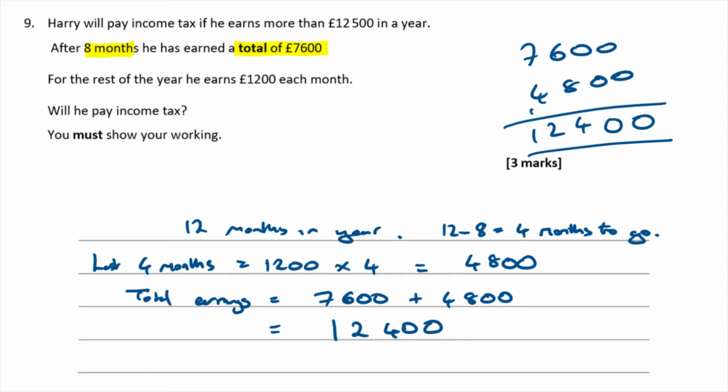12,400. And the limit is 12,500. So he's just scraped in under the limit then, isn't it? So I'm going to say this is less than 12,500, so no tax to pay. Okay? Don't forget that you need to answer the question, so you have to say yes or no, he pays tax, yes he pays tax, or no he doesn't pay tax. So I've said no he doesn't, okay, to get that last mark.